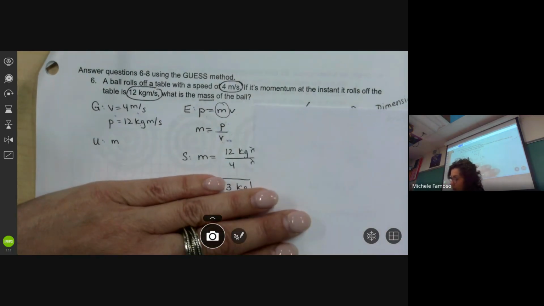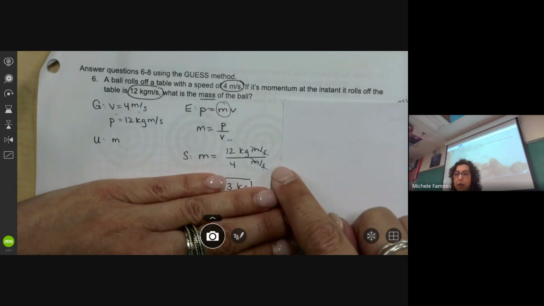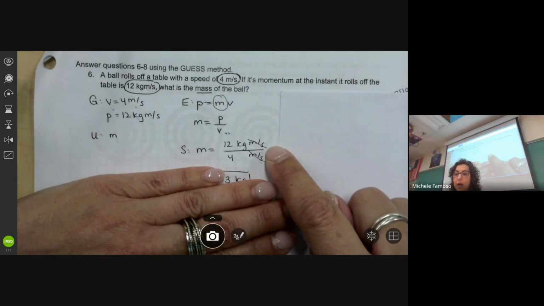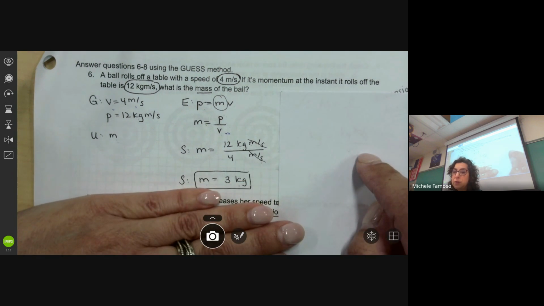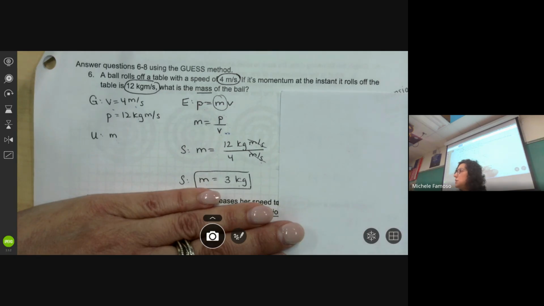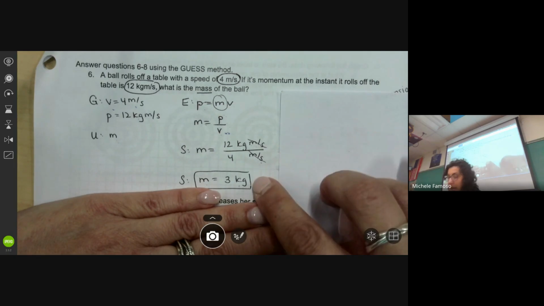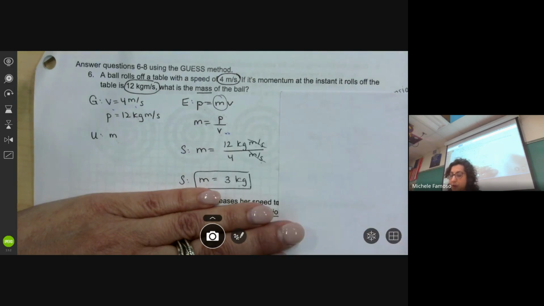All right, so now I'm going to go ahead and do my substitution with units. So I'm left with m is 12 kg m over s over 4 m over s. Notice the m over s's are going to cancel because it's in the top and the bottom, leaving me with an answer of m equal to 3 kg. That has the appropriate number of sig figs and a unit attached to it from the substitution.